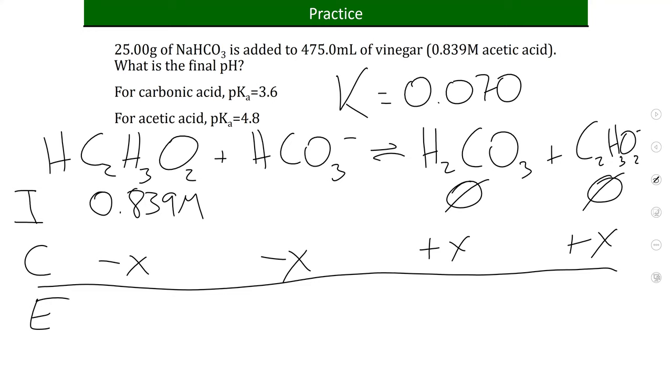K being so large, I mean relatively large, we're probably not going to be able to do the whole assume X is zero trick because X might actually be a significant fraction of this initial concentration, right? And with K being this large, we'll actually have to use a solver or plug it into a quadratic equation to solve for it. But it's just math at that point, right? Plug and chug.